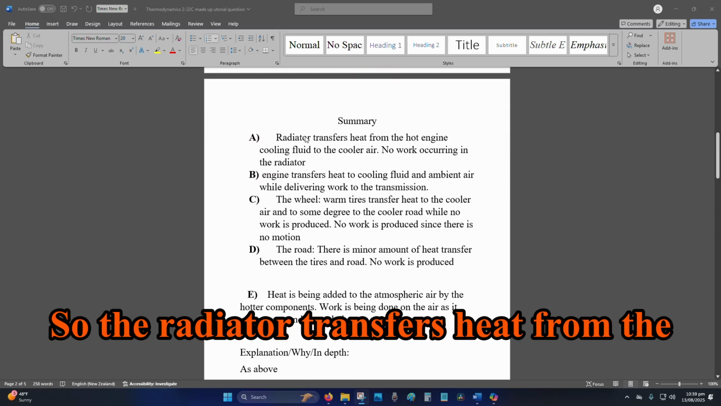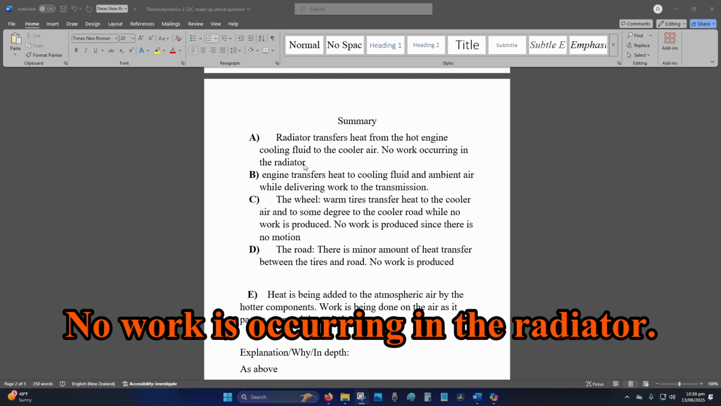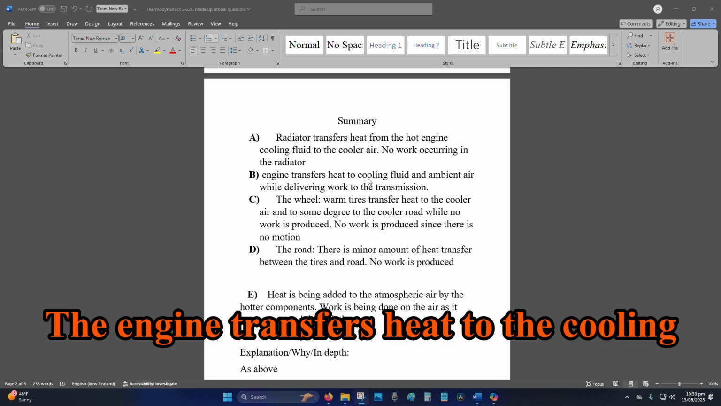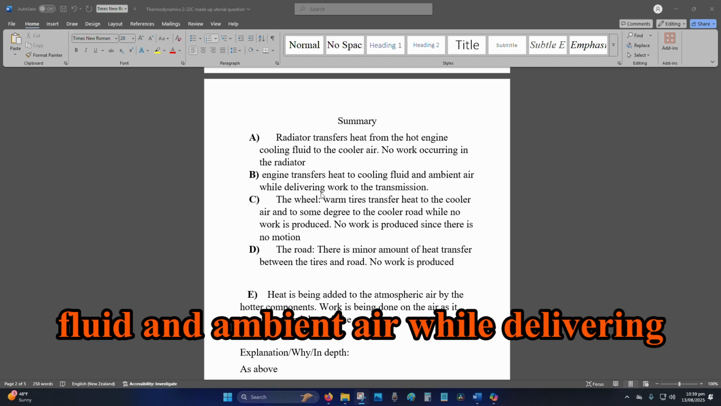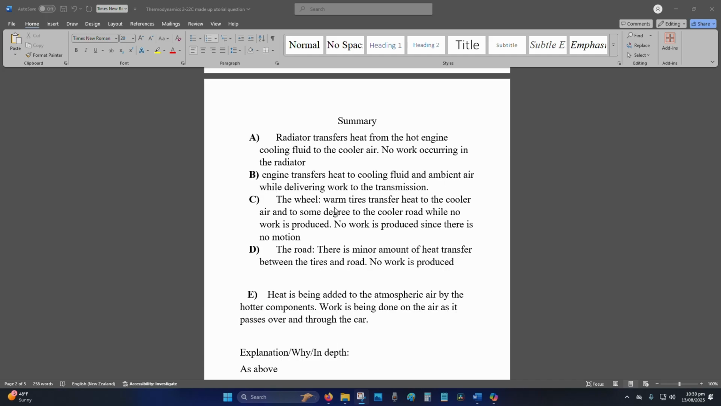So the radiator transfers heat from the engine's cooling fluid to the cooler air. No work is occurring in the radiator. The engine transfers heat to the cooling fluid and ambient air while delivering work to the transmission.